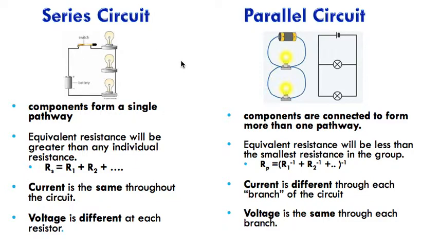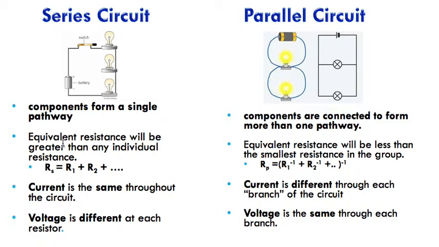if you take one light out and the rest go off, you have a series circuit, because if I remove a light bulb, it breaks that circuit. Versus a parallel circuit, if I take out one light, the rest can stay on because the current can bypass the break.